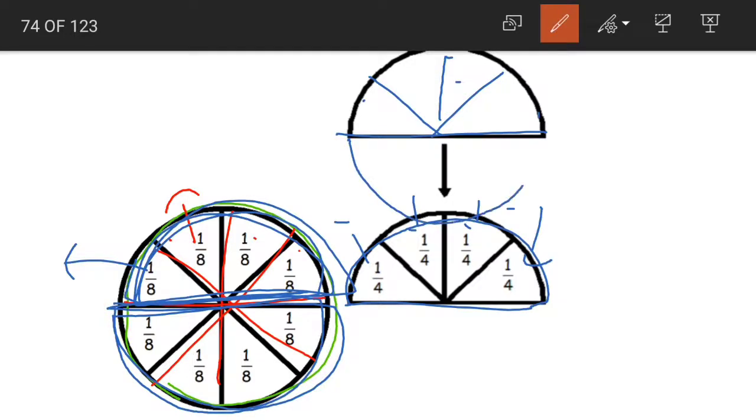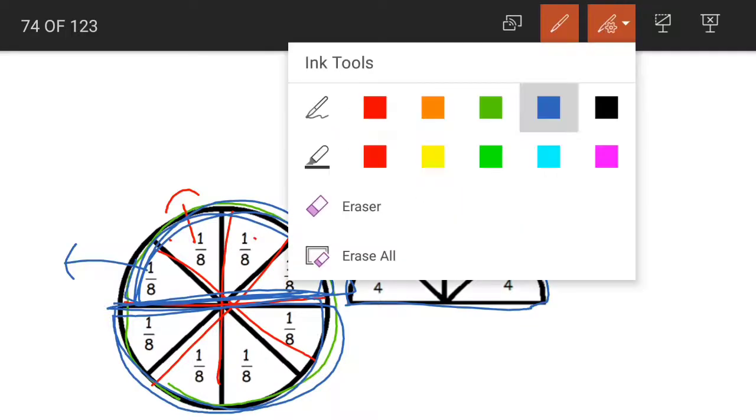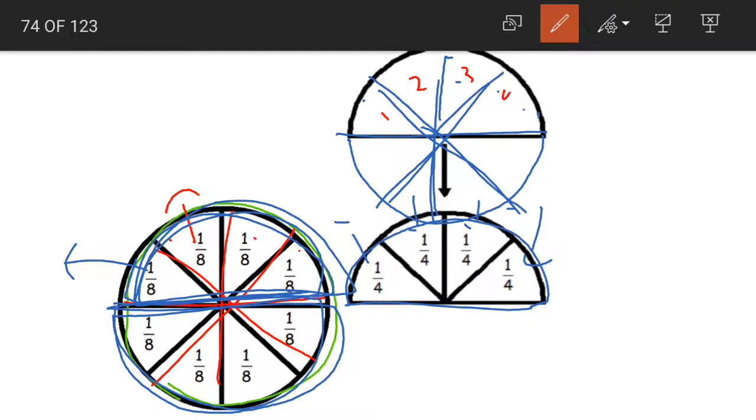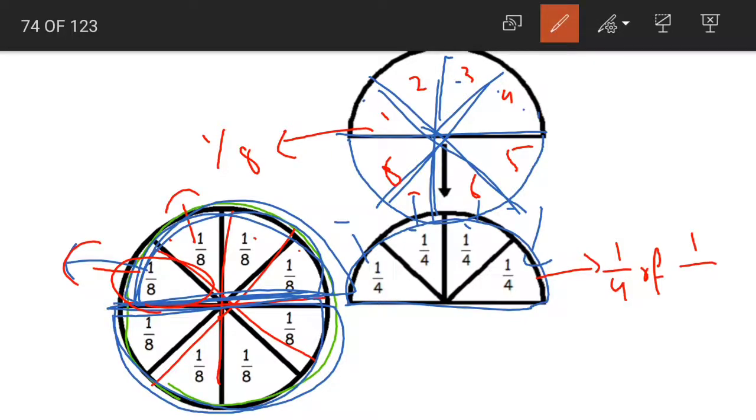Yes, if you look at the whole of the watermelon, which is divided into the same parts as our half, how many parts do we have here? 1, 2, 3, 4, 5, 6, 7, 8. So if you look from the whole, each part represents 1 by 8th of the watermelon. So each child has got how much? 1 by 8th of the watermelon, and 1 by 4th of half of the watermelon.